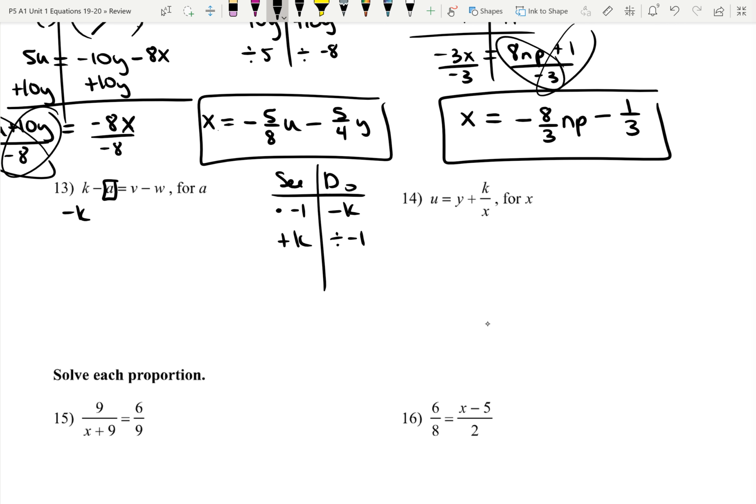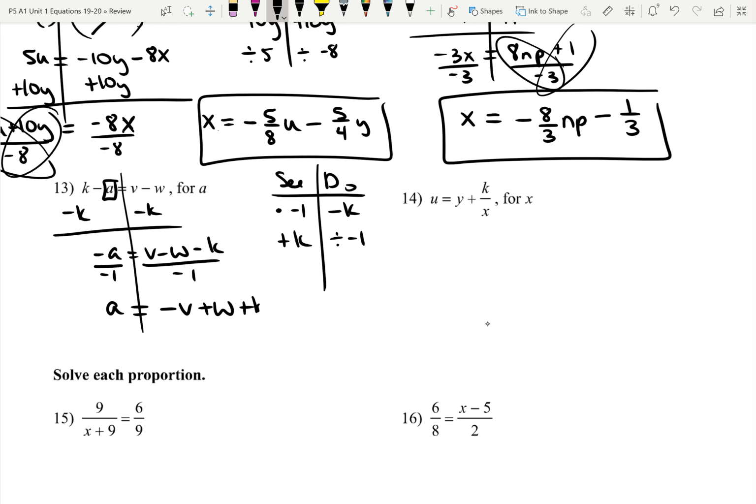Subtracting k from each side, I can see that that is not a like term with any of the variables over there, so it simply adds on to the list. Dividing by a negative 1, we have negative divided by a negative is a positive. And on the other side, that's simply going to change all the signs. So we're going to have negative v plus w plus k.